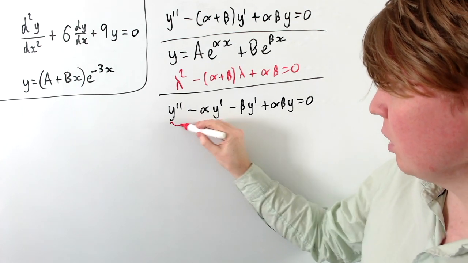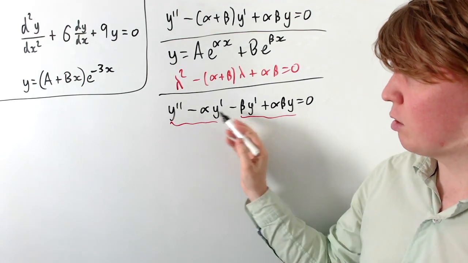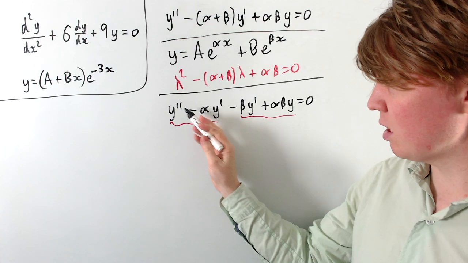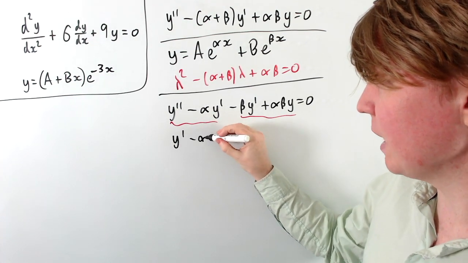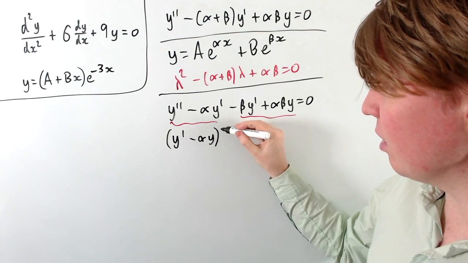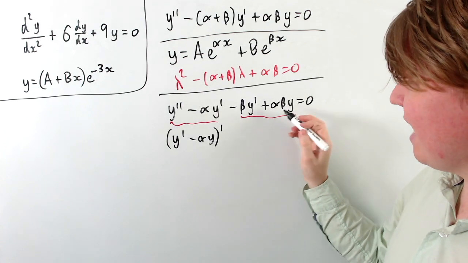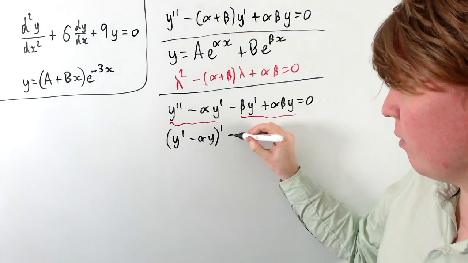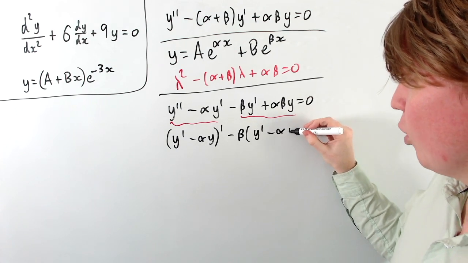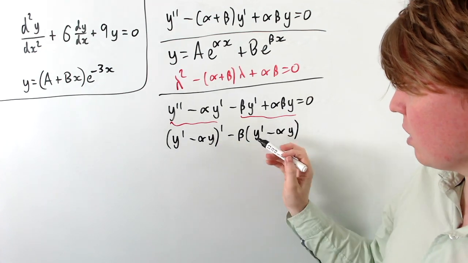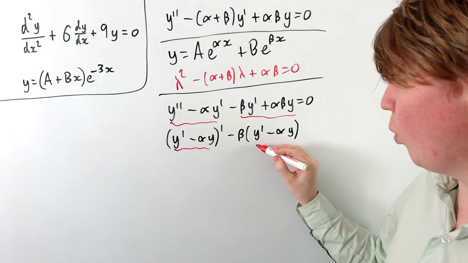And then we're going to focus on each of these pairs of terms, and we can factorise these effectively. So for the first two, since they're both derivatives, we can actually write this as the first derivative of y minus alpha times y, then the derivative of all of this. So this is the same expression. And similarly here, we can take out a factor of negative beta, and then we're left with y prime minus alpha y in the brackets.